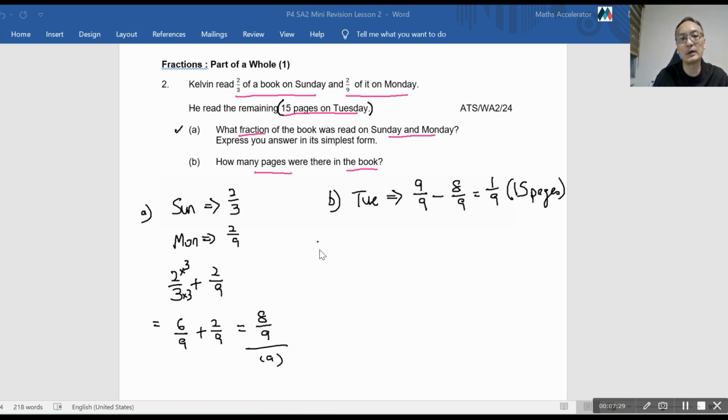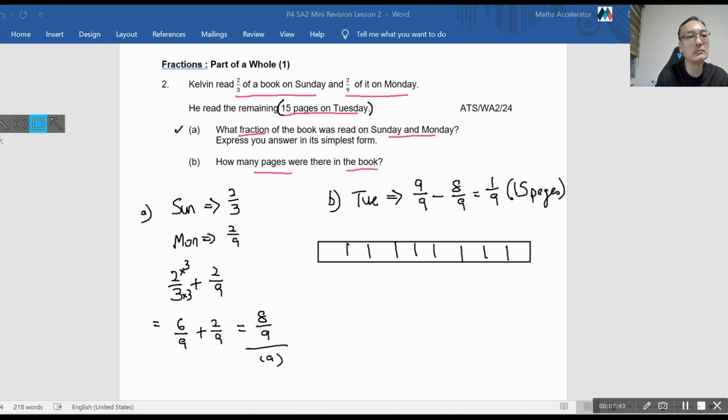Okay, we use a model to help us understand this question better. So in this model, there should be 9 units. Okay, so we also know that over here, 6/9 is on Sunday, and Monday is 2/9, and the rest is on Tuesday.